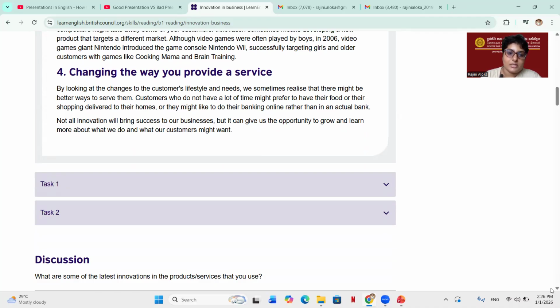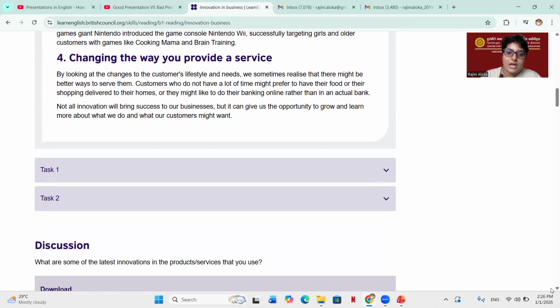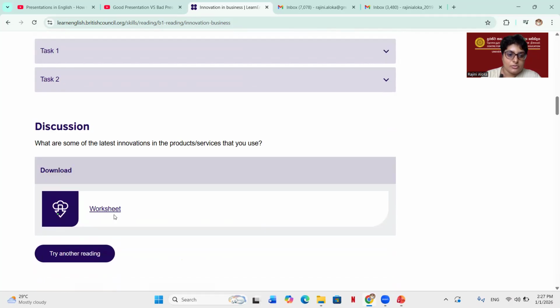Changing the way you provide the service. By looking at the changes to the customer's lifestyle and needs, we sometimes realize that there might be better ways to serve them. Customers who do not have a lot of time might prefer to have their food or shopping delivered to their homes, or they might like to do their banking online rather than in an actual bank. Not all innovation will bring success to your business, but it can give us the opportunity to grow and learn more about what we do and what our customers might want.